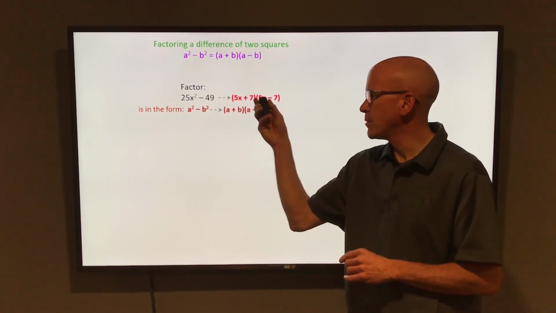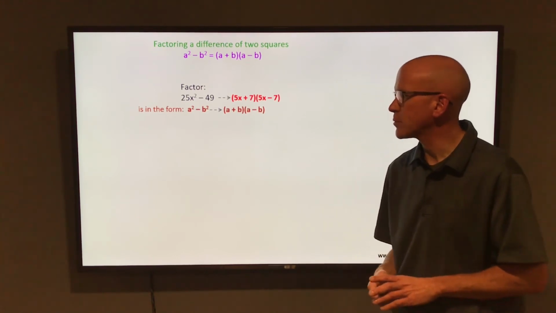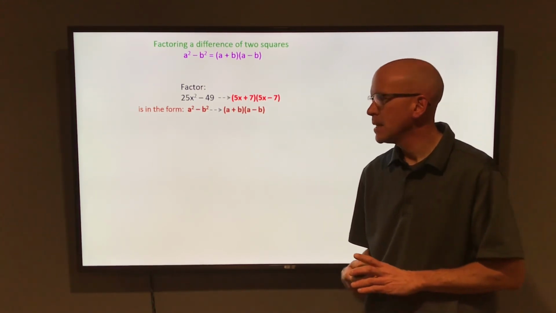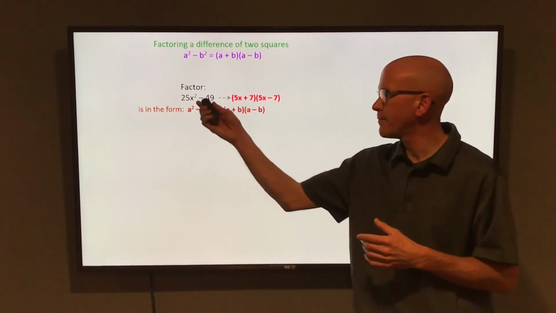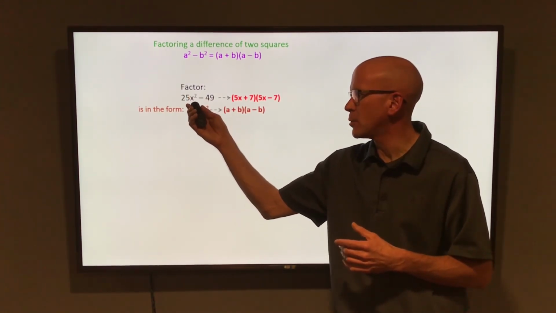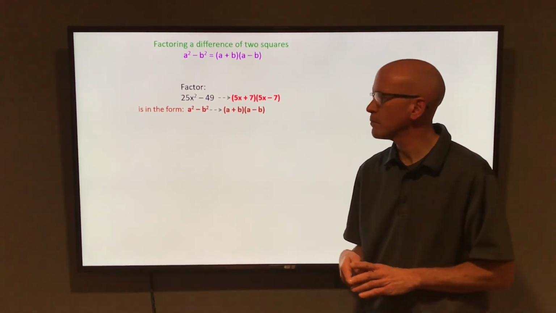If you multiply those back together with the FOIL method, distributive property, you would get where you started, that 25x squared minus 49. Now, could you do factoring by grouping on this? I don't know why you would, but you could fill in with a 0x there. You could put a 0x between those terms and still do factoring by grouping, but believe me, that's wasting some time.